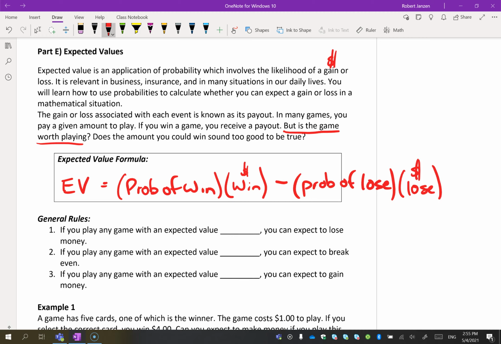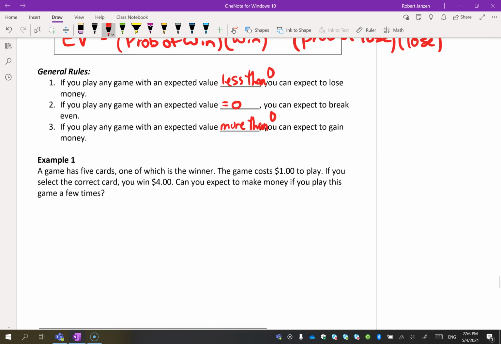If you play a game with an expected value that is less than 0, you can expect to lose money. If you play a game with an expected value that equals 0, you can expect to break even. And if you play a game where the expected value is more than 0, you can expect to gain money. So let's take a look at an example.